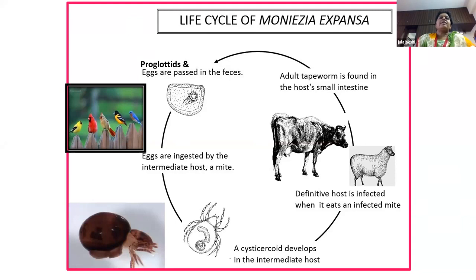So this is the life cycle of Moniezia. Birds act as accidental hosts. They will be disseminating the infection, and oribatid mites mainly act as intermediate hosts.